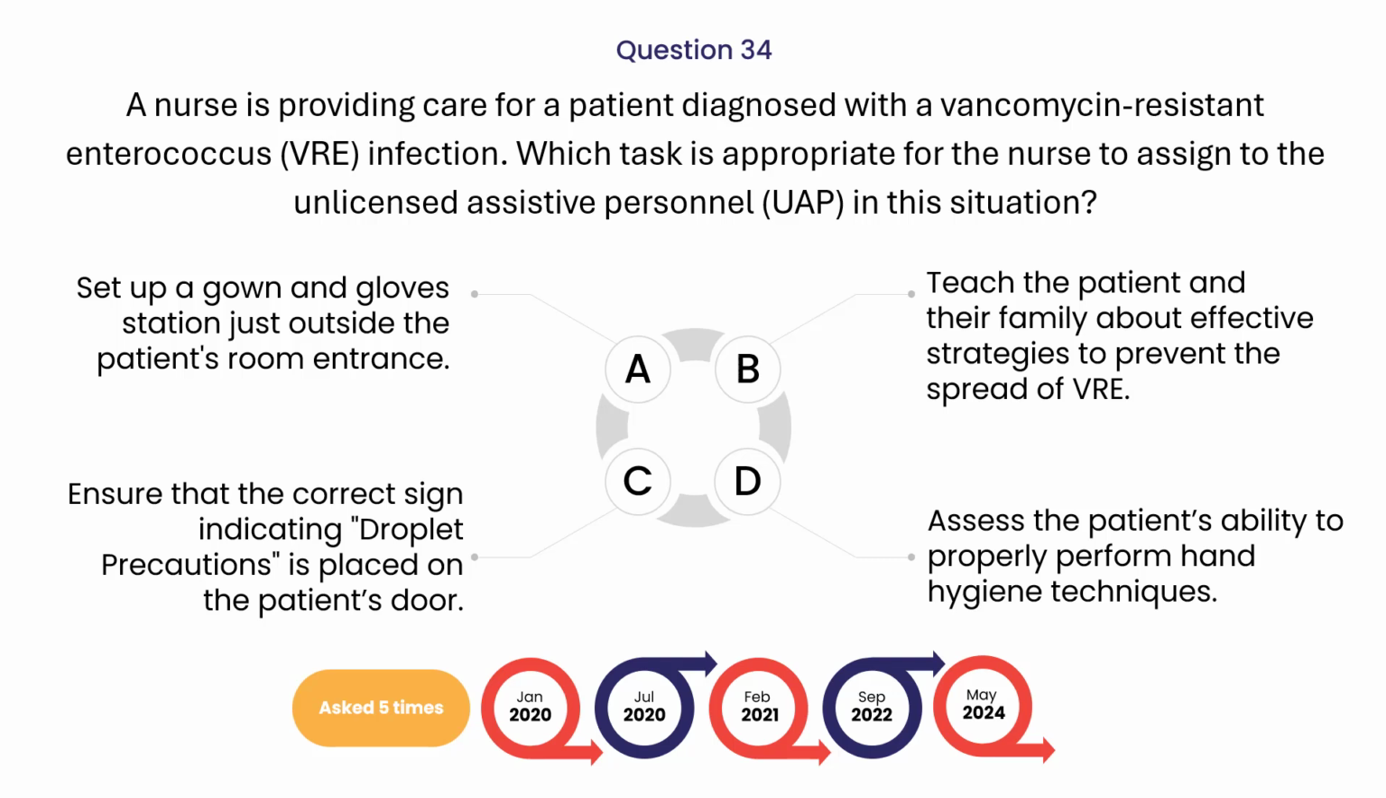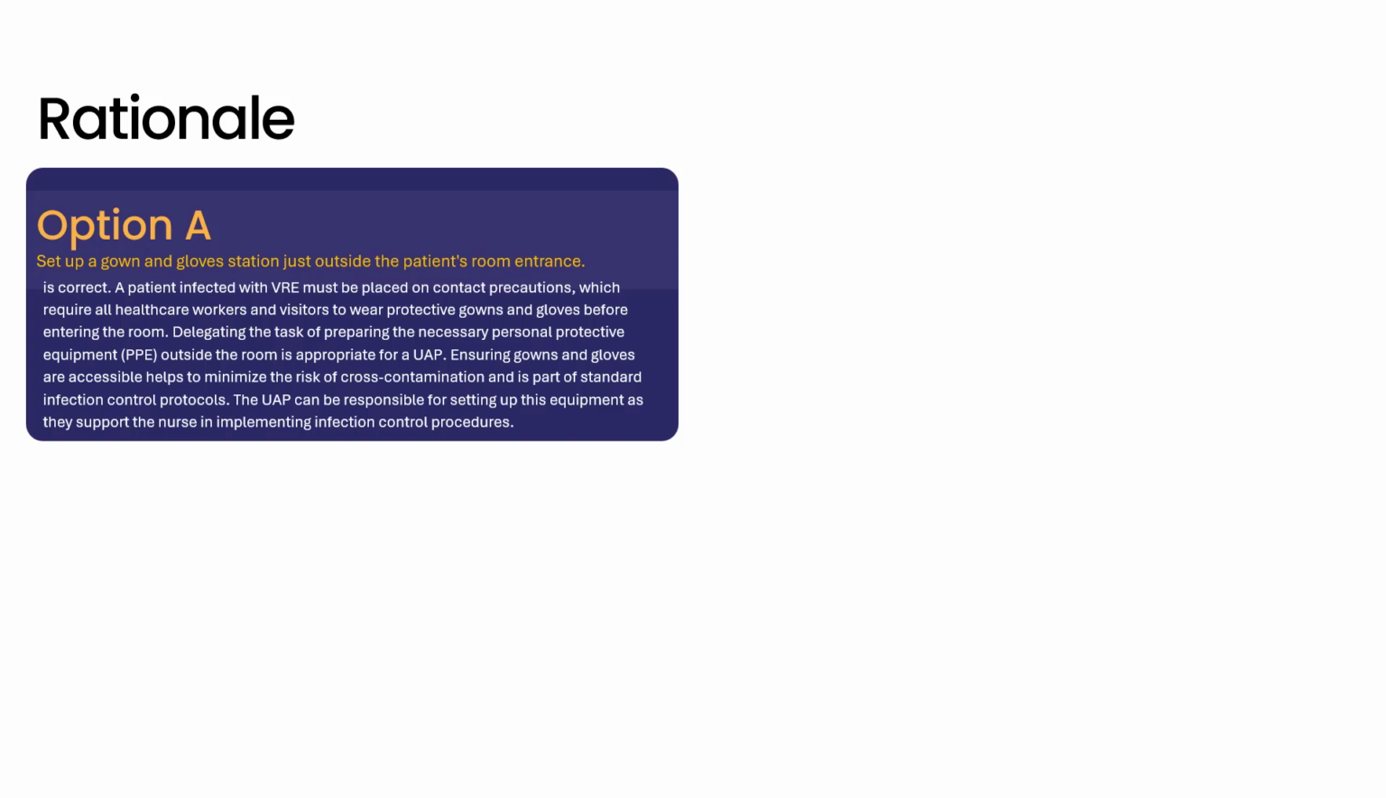The correct answer is A. Set up a gown and glove station just outside the patient's room entrance. A is correct. A patient infected with vancomycin-resistant enterococcus must be placed on contact precautions, which require all healthcare workers and visitors to wear protective gowns and gloves before entering the room. Delegating the task of preparing the necessary personal protective equipment outside the room is appropriate for an unlicensed assistive personnel.